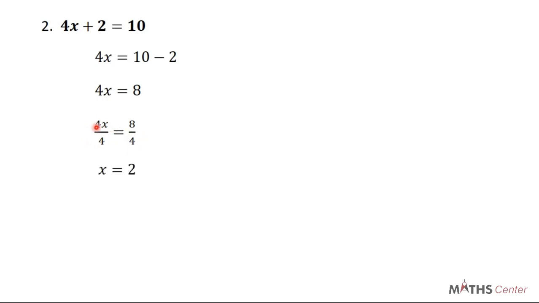Now 4 will cancel 4, so we are going to have x. 8 divided by 4 will give us 2. Let's consider the next example. We have 2x minus 3 is equal to 7.